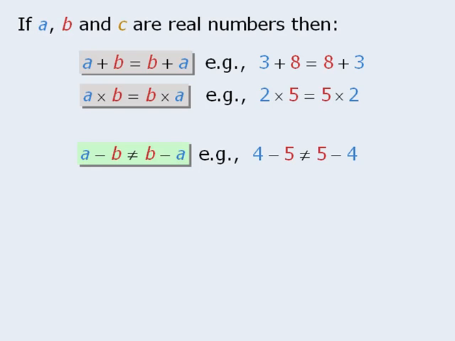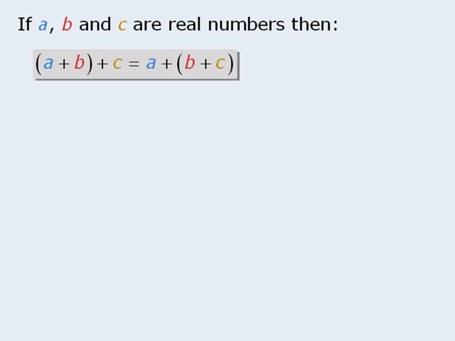Now, please note that we are not saying that a minus b never equals b minus a. For example, if a and b both equal the same number, such as 5, then a minus b will indeed equal b minus a. All we are saying here is that it is not necessarily true that a minus b equals b minus a. In other words, subtraction is not commutative for every pair of numbers. Similarly, division is not commutative for every pair of numbers. For example, 6 divided by 2 is not equal to 2 divided by 6.